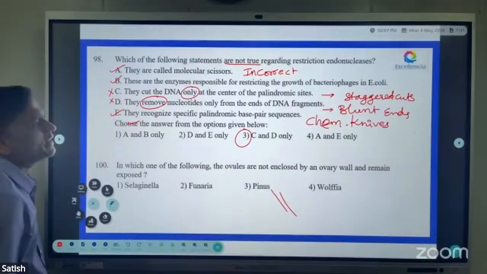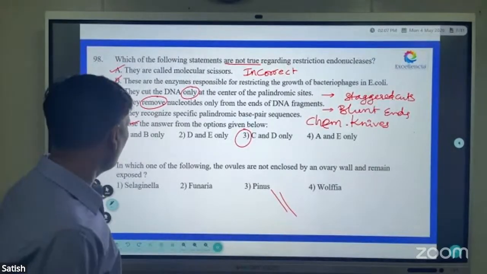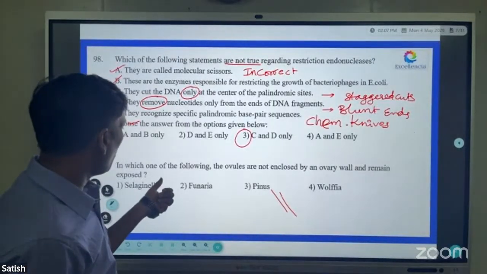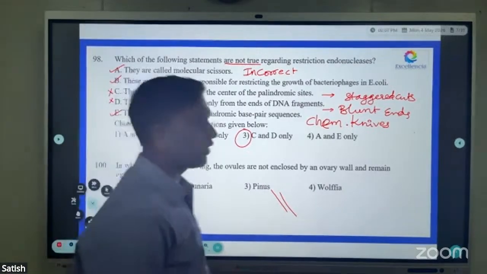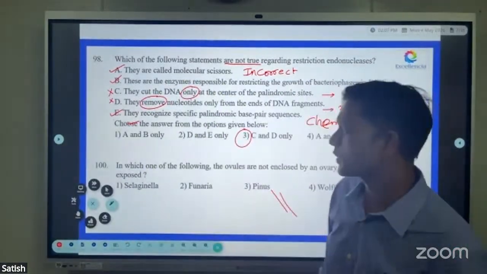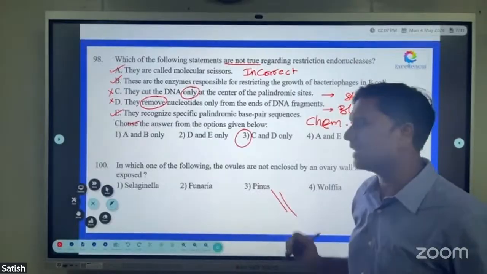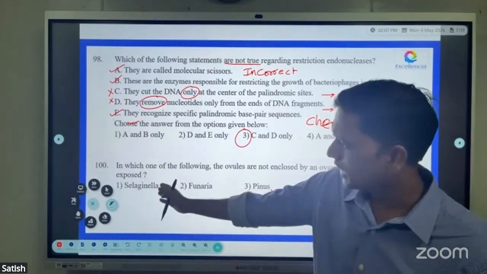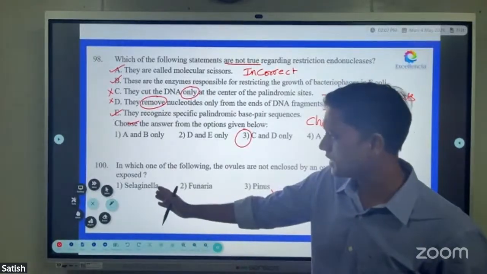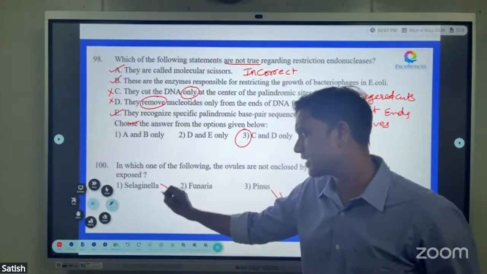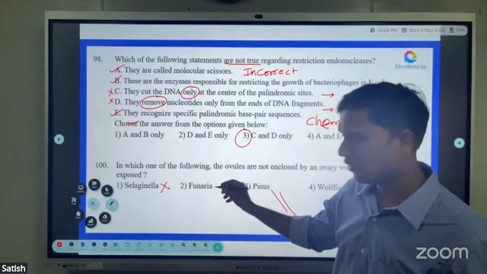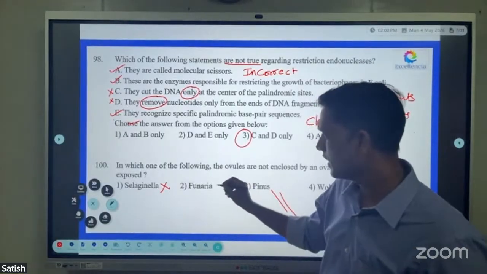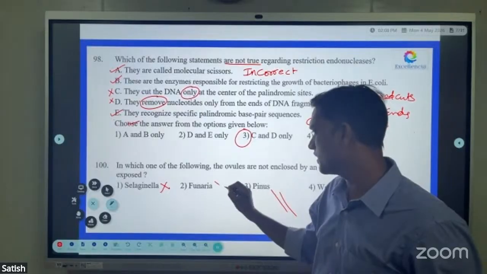So next question, question number 100. In which of the following the ovules are not enclosed by an ovary wall and remain exposed? So this is the question related to plant kingdom. Plant kingdom question. So Selaginella, they are the non-flowering, non-fruiting plants. So we can eliminate. It's a pteridophyte. Funaria. So it is also a cryptogam, non-flowering plant. So it's a moss. We can eliminate this one.